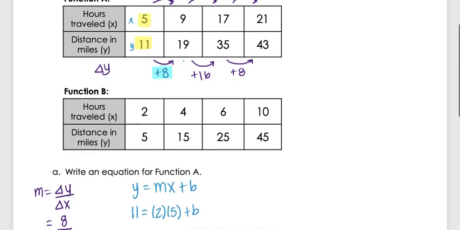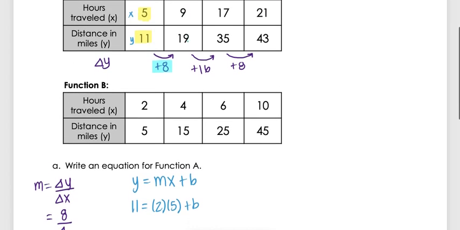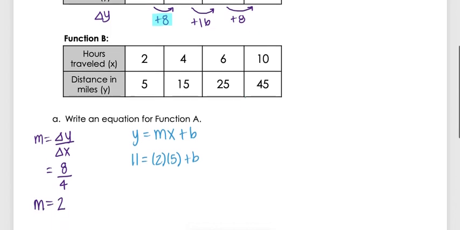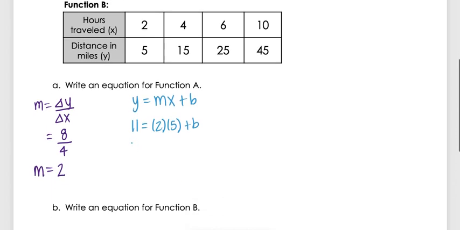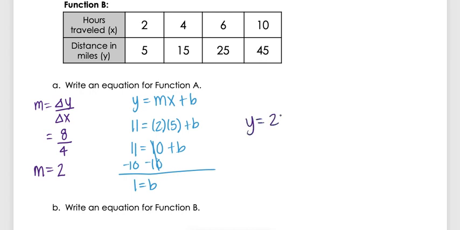Again, I could have used other points. I could have used 9 and 19 instead, or so on. I just chose to use the first one. Okay, and then 2 times 5, I get 10. Subtract 10 from both sides. And so I get that 1 is equal to b. And so my ending equation for this one is y is equal to 2x plus 1.